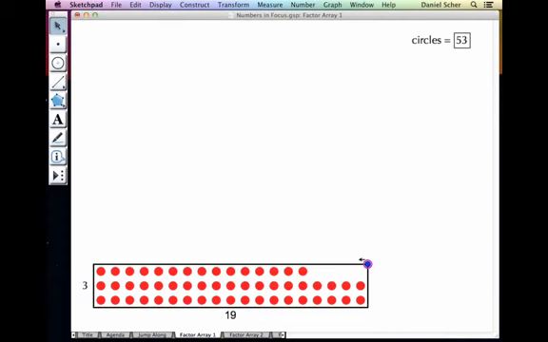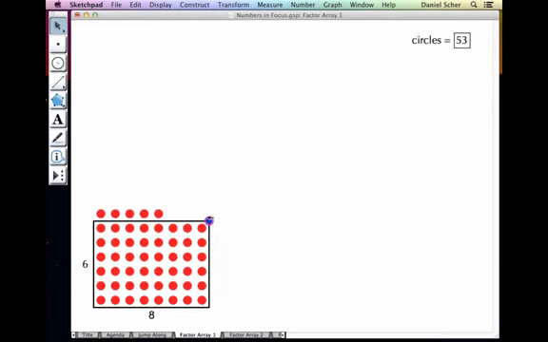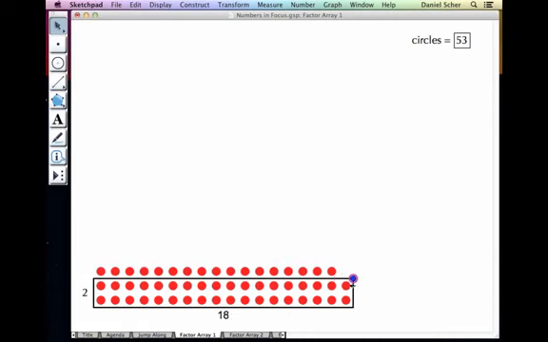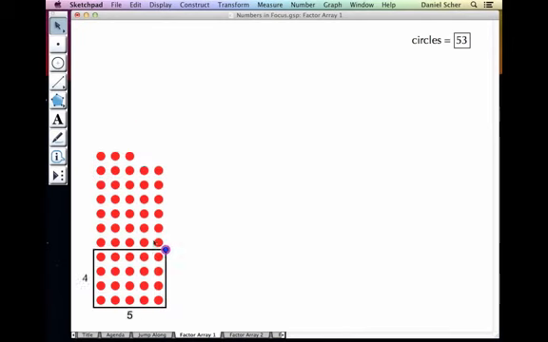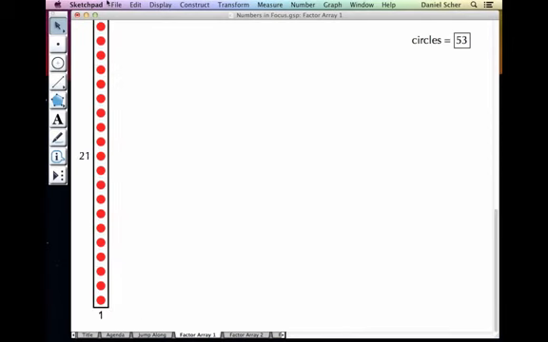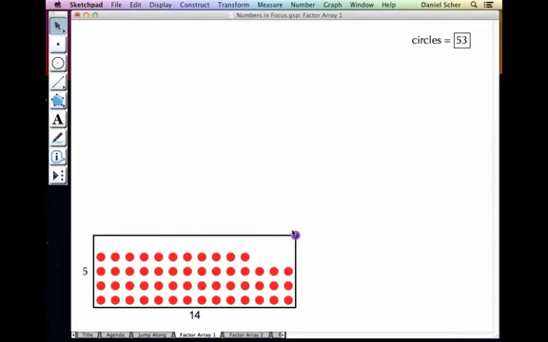I can try for a while, and I might think I've almost got it, but no, I don't. I can work and work, and I could get one row with 53 dots, but that's going to extend off the screen, and ditto if I go this way. So we can begin looking at the idea of what is a prime number. What does it mean that 53 is prime?